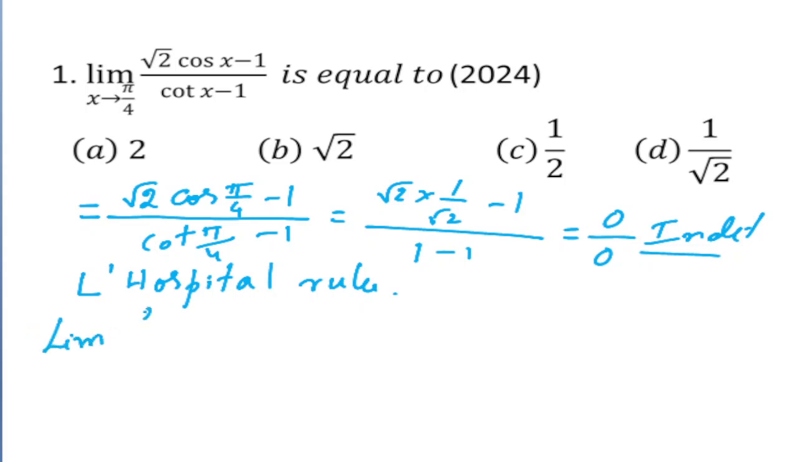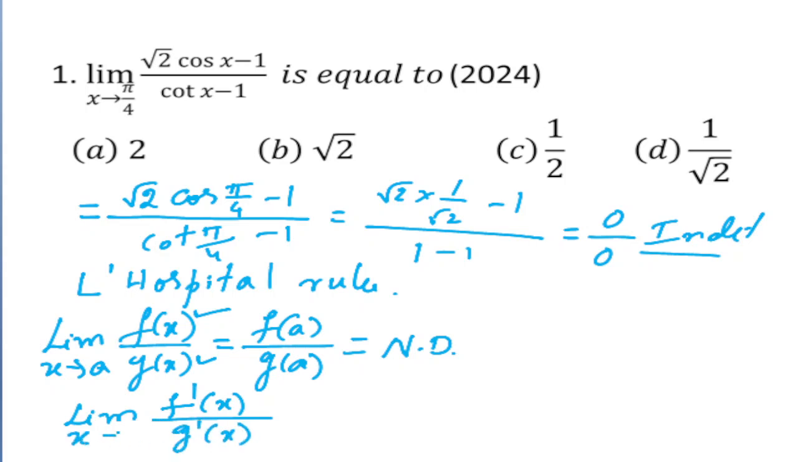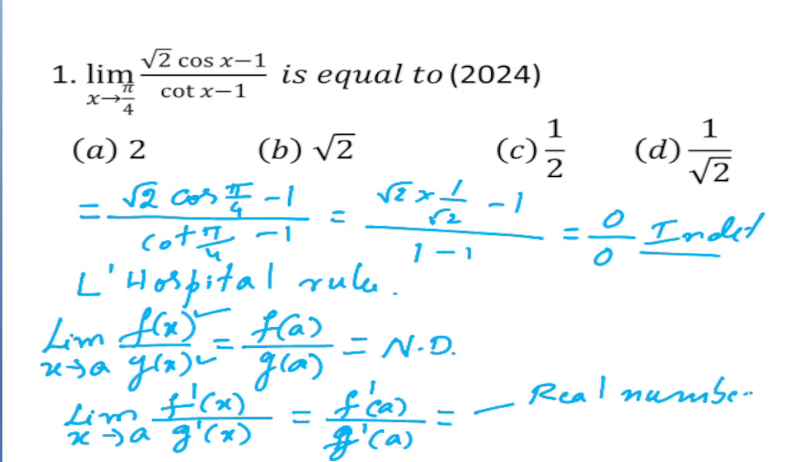See, if you have a limit of function f of x divided by g of x as x tends to some real number a, and if you apply limit directly, you get f of a divided by g of a. If this value is not defined, that is indeterminate, then L'Hospital rule says differentiate the numerator function separately and denominator function separately, then apply the limit. That means keep the limit as it is. Differentiate the numerator function f dash of x separately, you don't apply u by v, denominator function g dash of x, and then apply the limit. If you get here f dash of a divided by g dash of a, a real number, so that will be your limit value.